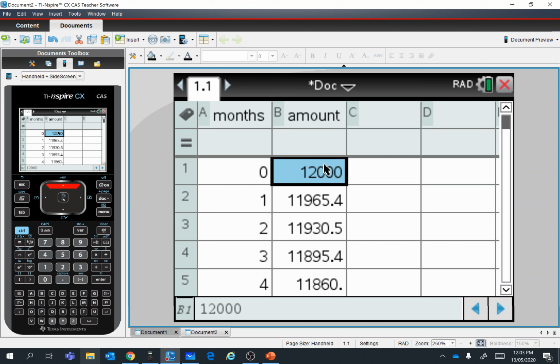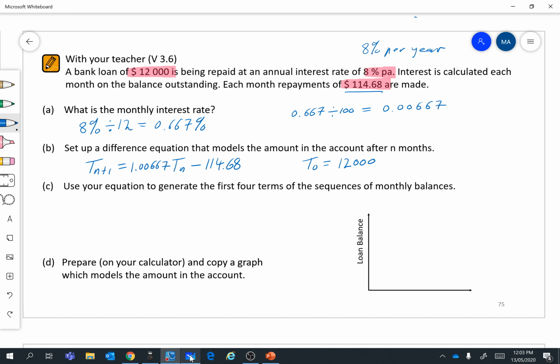Okay, so we'll go and write those down, and then we'll come back and do a graph. So the first 4 balances are 12,000, 11,965.40, 11,930.50, and 11,895.40. Okay, now let's go and prepare a graph.